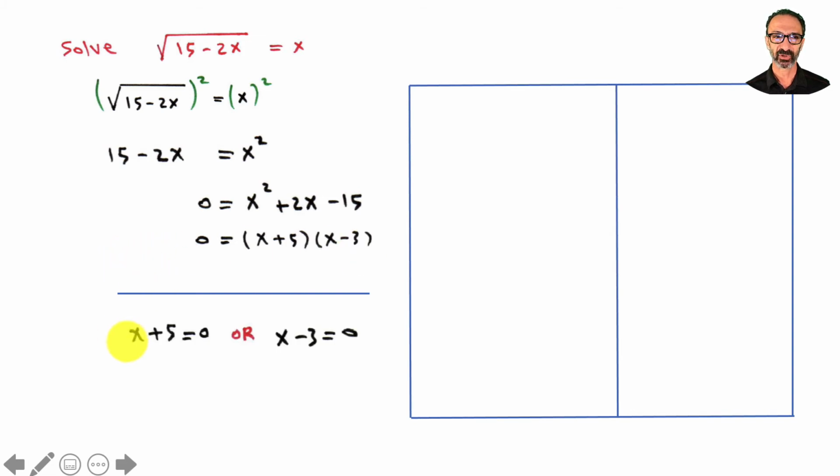The principle of zero product says either x plus 5 equals 0 or x minus 3 equals 0. That gives me 3 and that gives me -5. Let's check our answers. Now this one here, before we did not check our answers, but why do we not check our answers here?